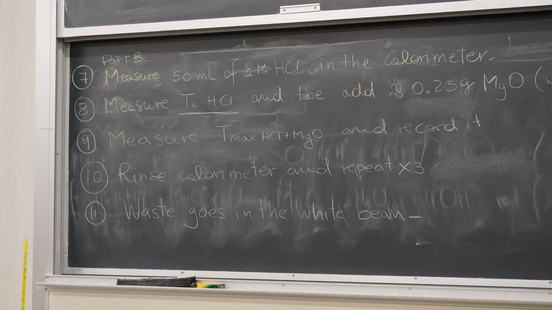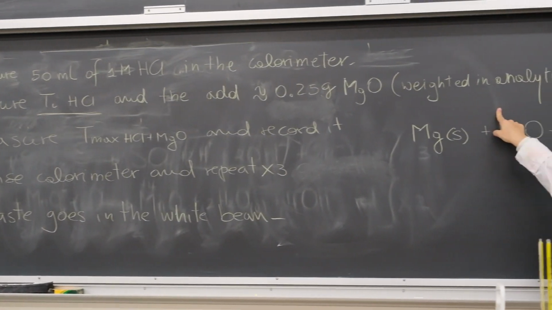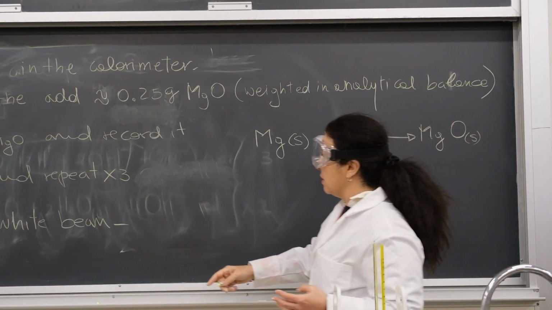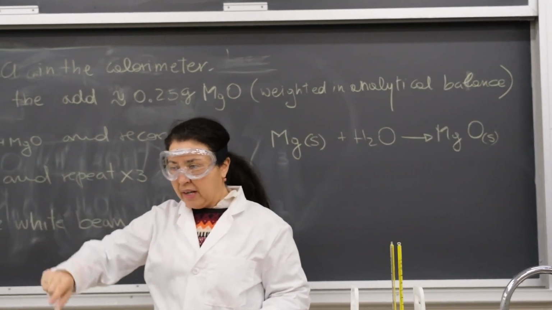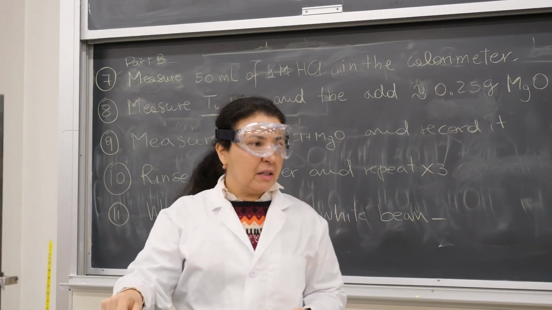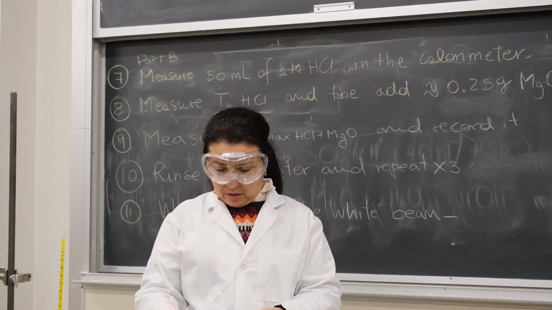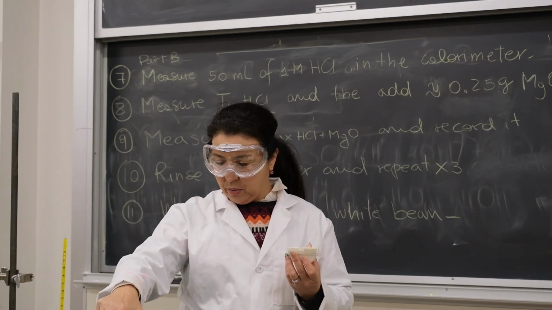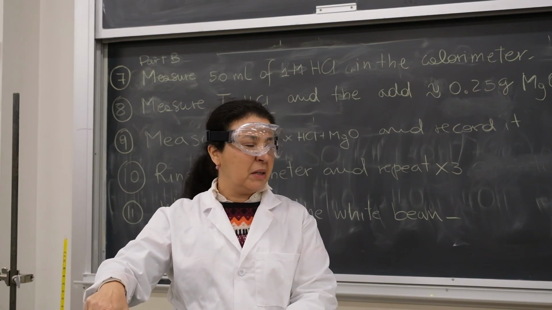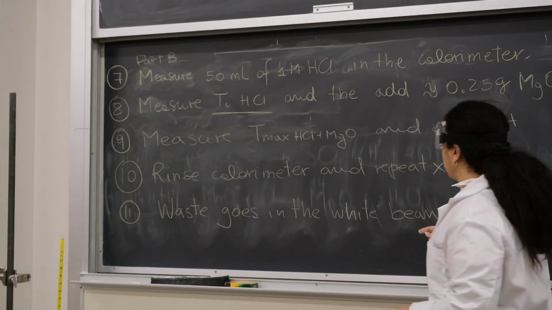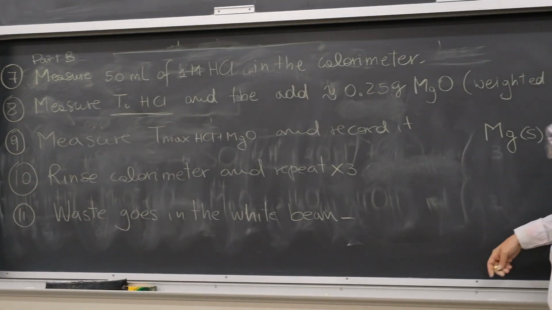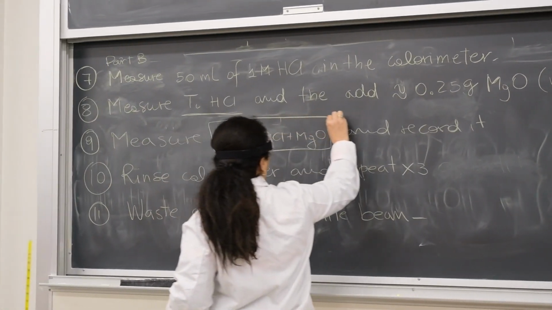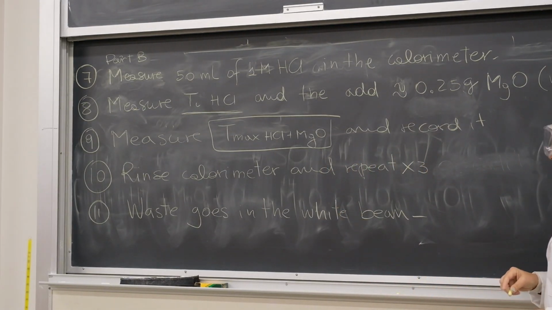And use the analytical balance because we need to know the 4 significant figures after the decimal point. Then you're going to pour it in the calorimeter. Make sure that there is no magnesium oxide sticking to either the plate, the boat, or the walls of the calorimeter. And then you're going to record the maximum temperature, this time of hydrochloric acid and magnesium oxide.